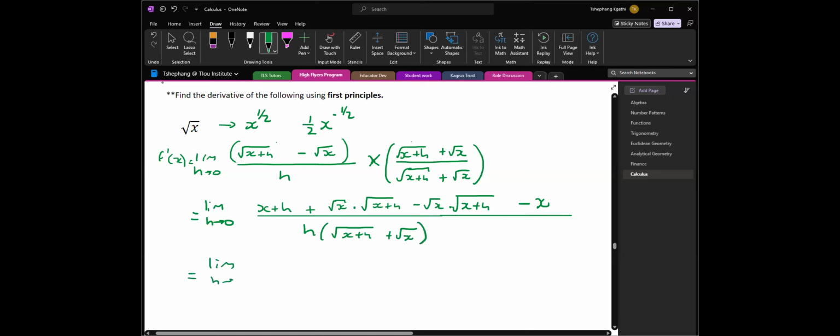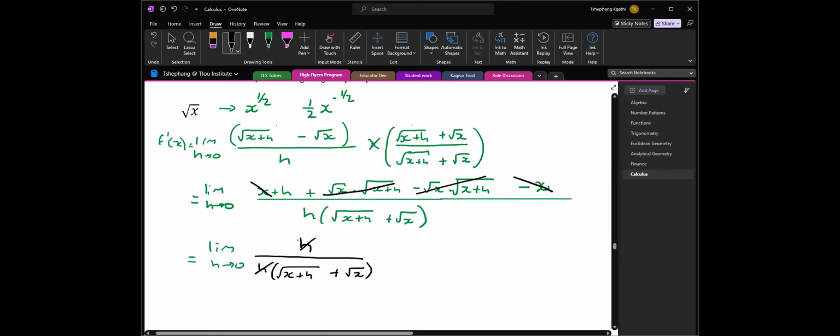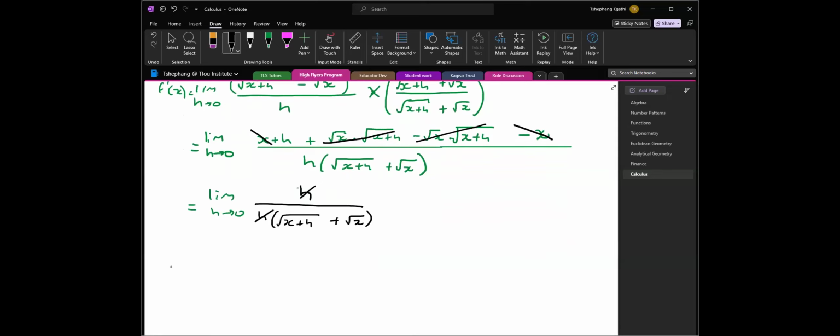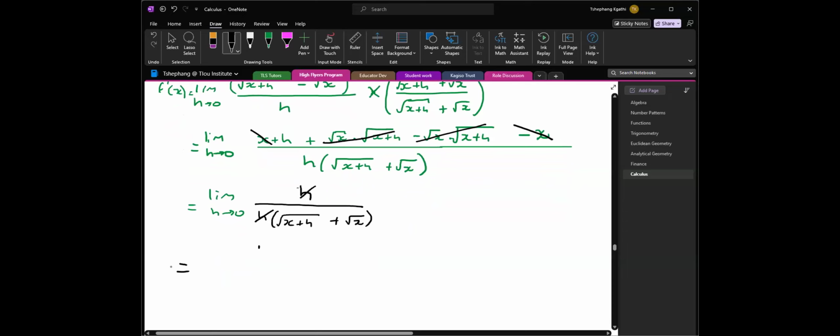Take the limit as h approaches 0, we keep it there. Now let's see what cancels out. And here you can see that there's stuff that's canceling out. This with that. Okay? x with x there. What are we left with on top? Simply left with an h. Down here we still have h into root of x plus h plus root of x. Now you'll see that this h cancels that h. We make some more space. What are we left with on top? We're simply left with 1.